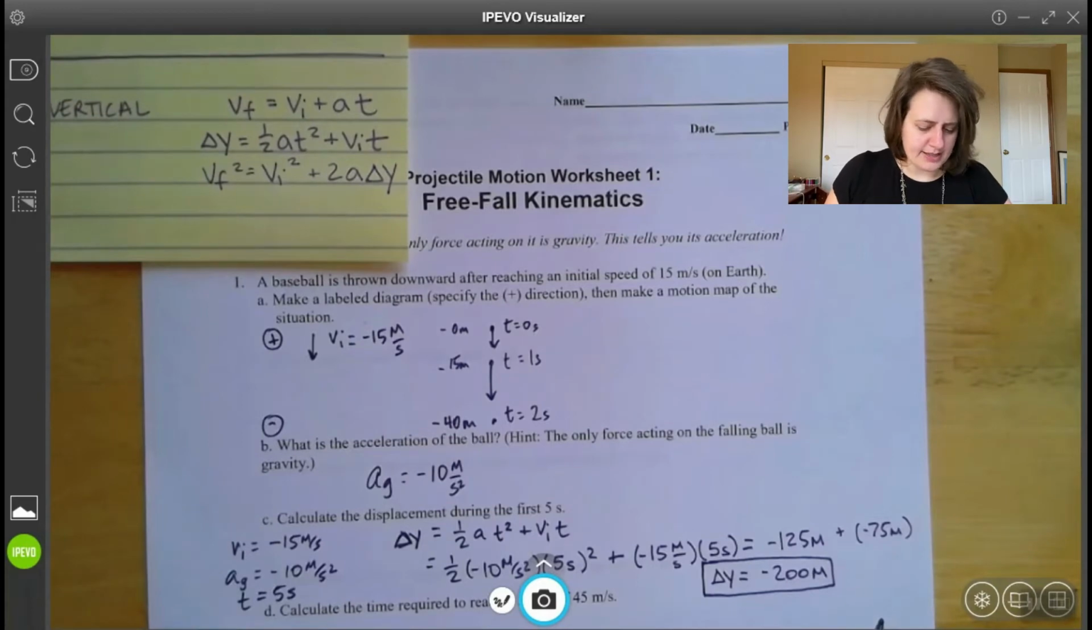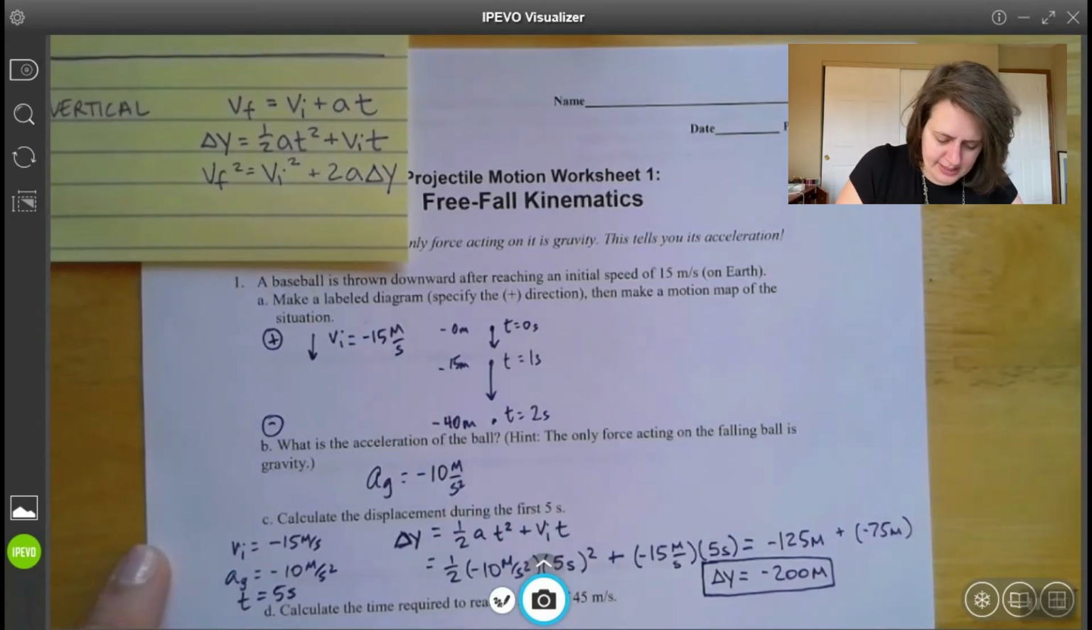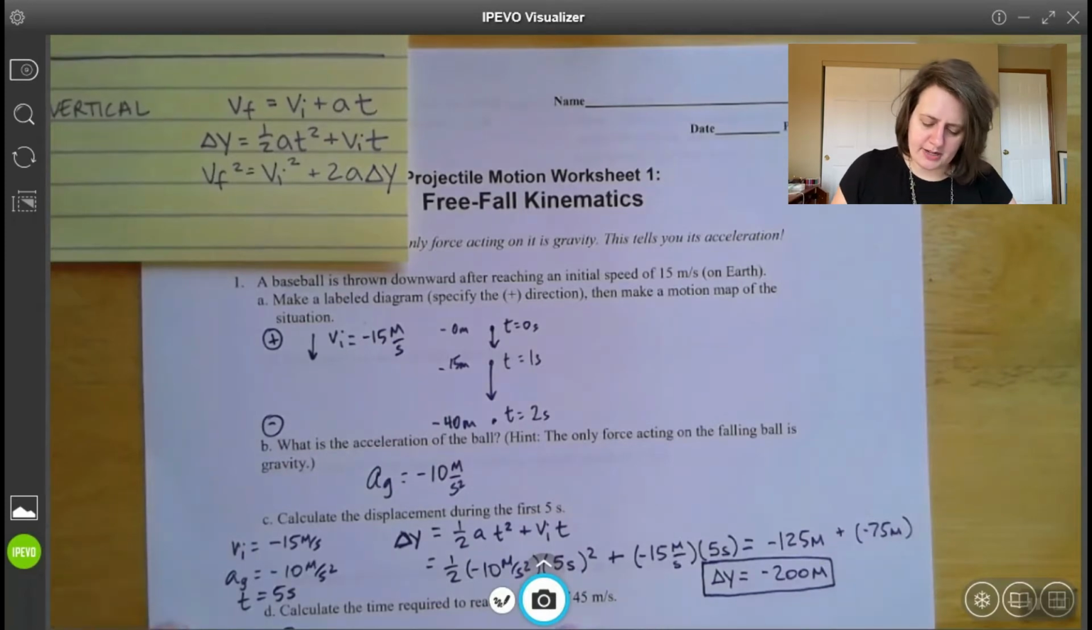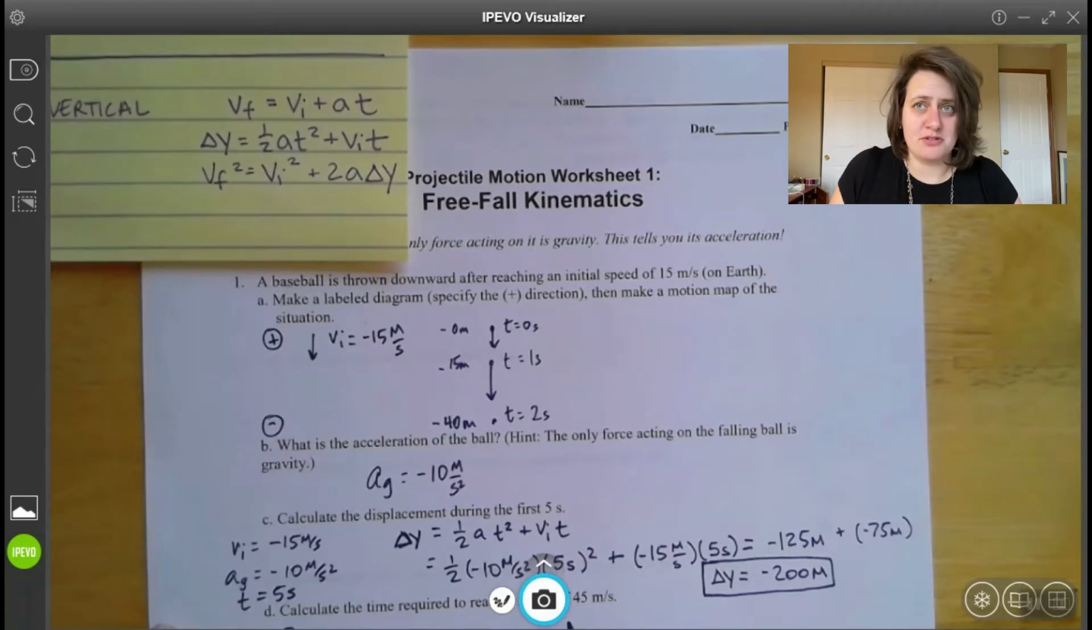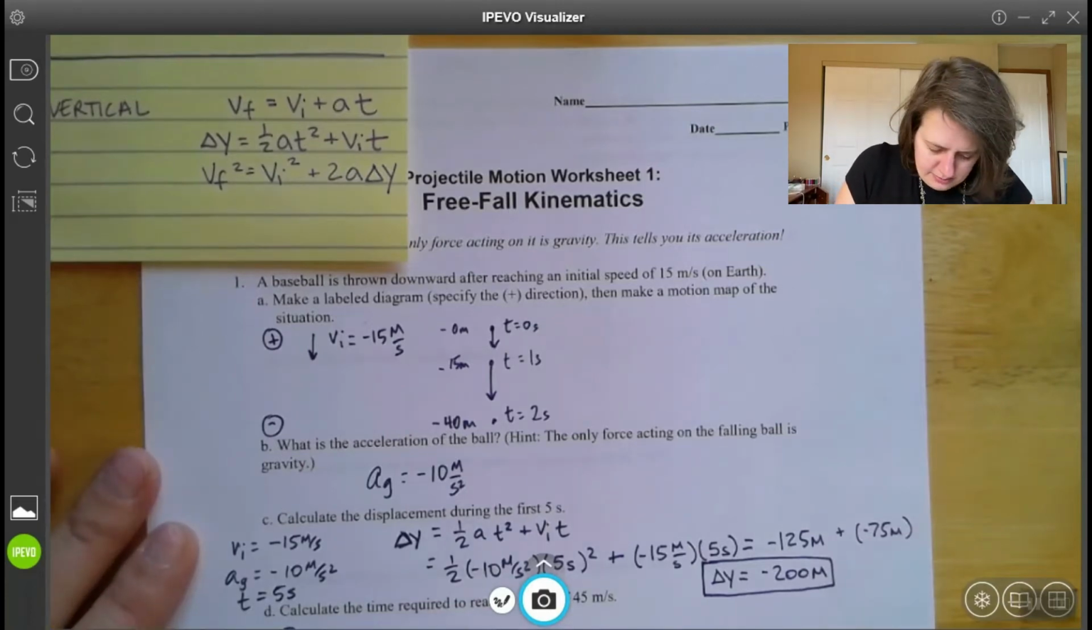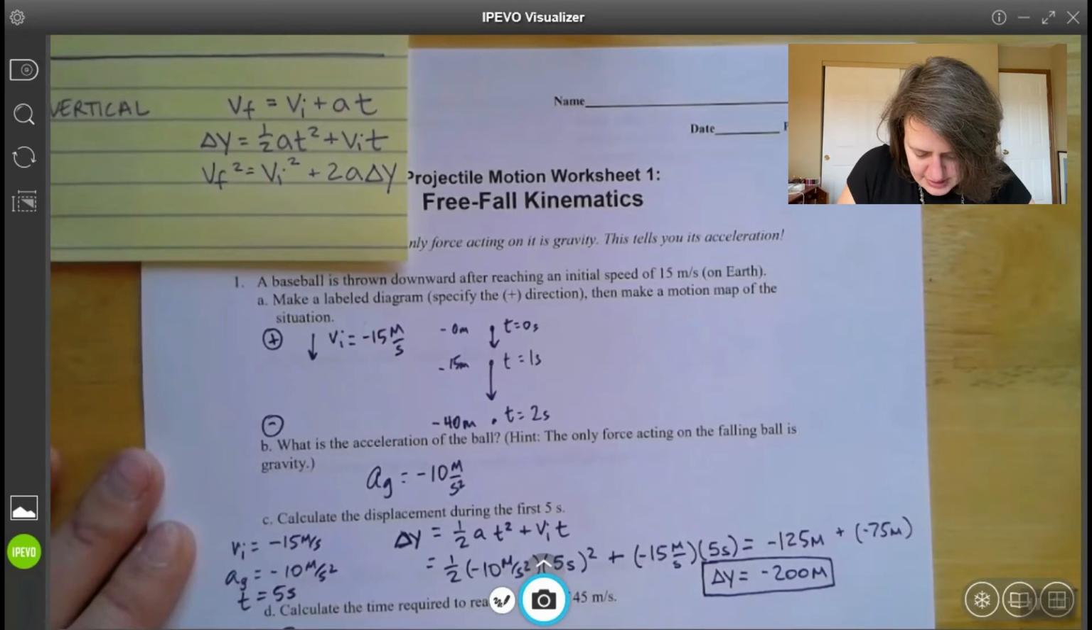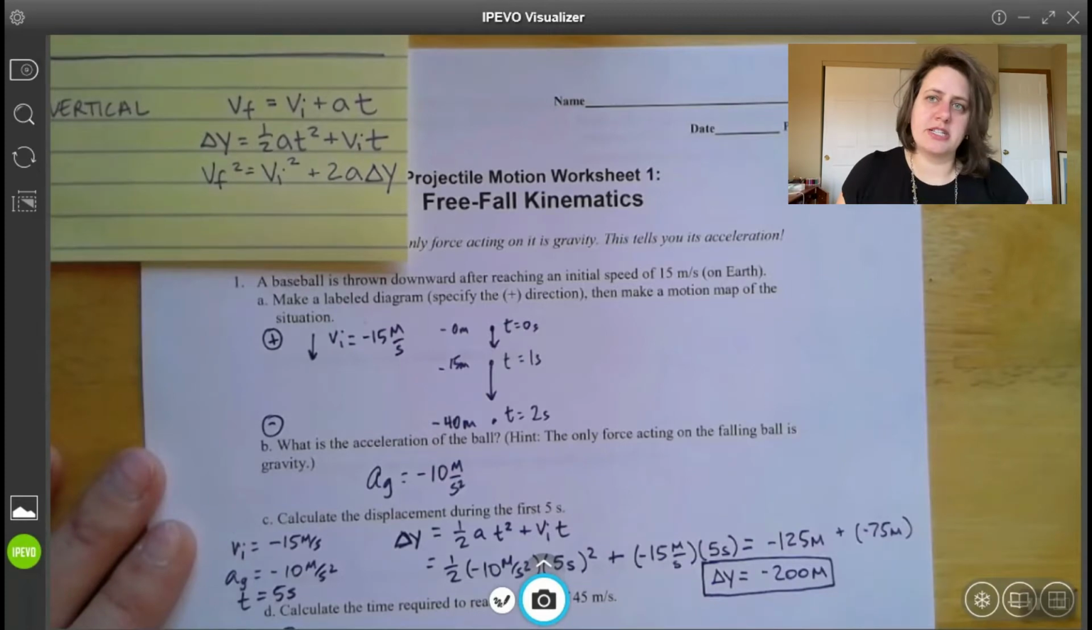Next, calculate the time. So now we're going to find the time required to reach a speed of 45 meters per second. So now we're given a new final velocity. So our final velocity equals 45 meters per second, and it doesn't specify which direction, but I'm going to assume that it means downwards because we don't have anything indicating that this ball is going to change direction. So I'm going to say minus 45 meters per second. We know that we had an initial velocity of minus 15 meters per second, and our acceleration still is minus 10 meters per second squared.